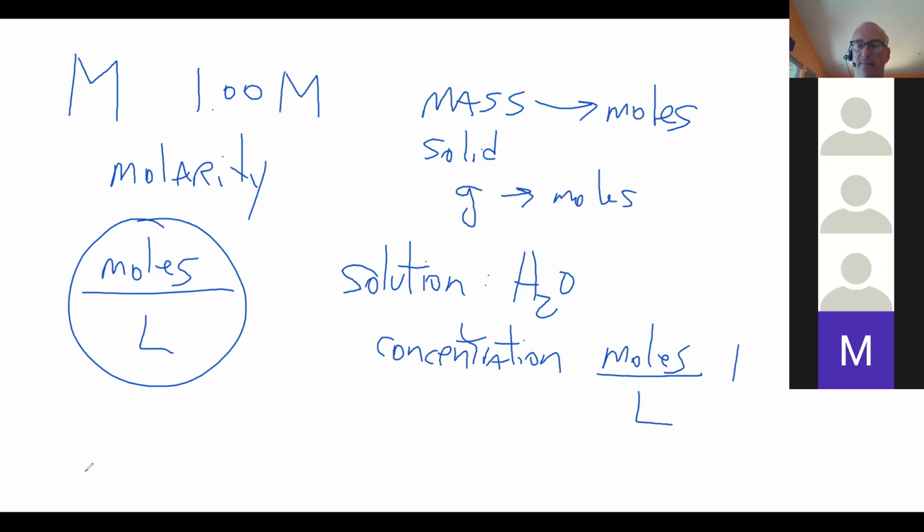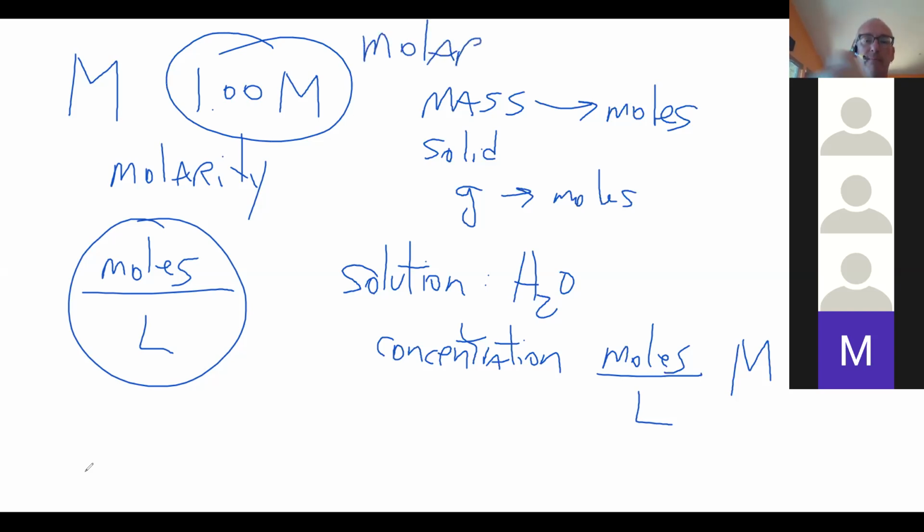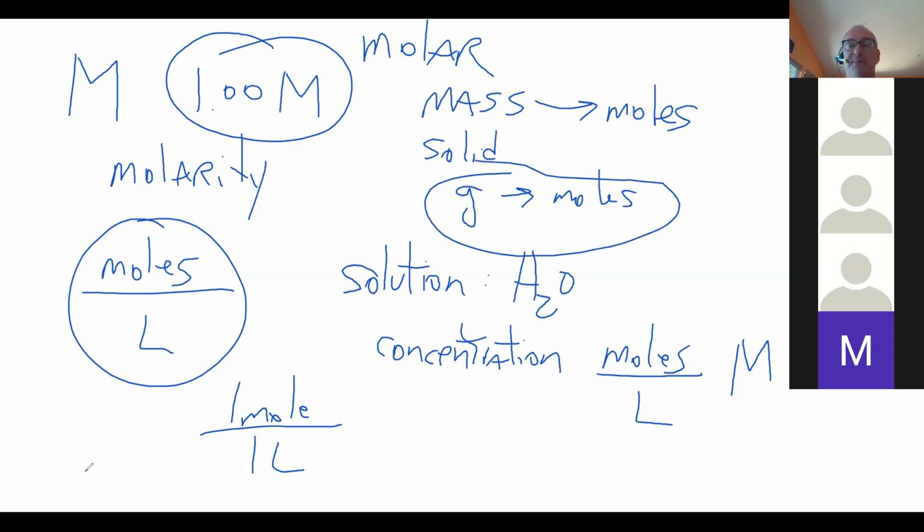And we call that capital M, molarity. So a solution that has 1.00 molar, so we say molar, that's what this is, just like a tooth, molar. That means it has 1 mole in 1 liter. So we can use that to measure moles when we have solutions. So it's actually easier than when it's a mass, because we don't have to convert grams to moles. That's been done for us already. We're just going right from liters right into moles.